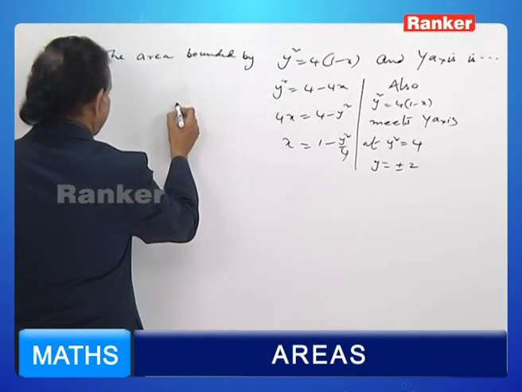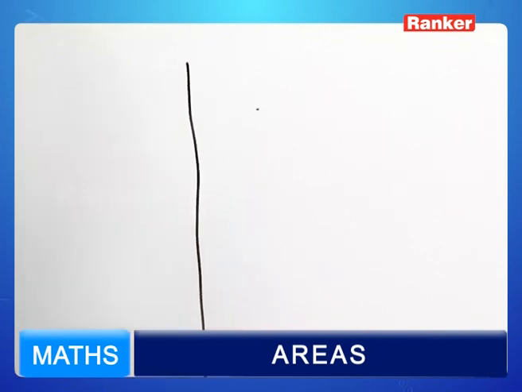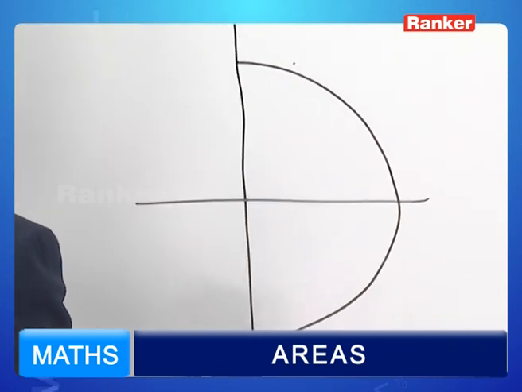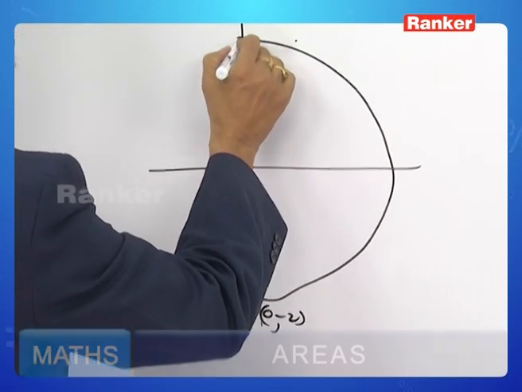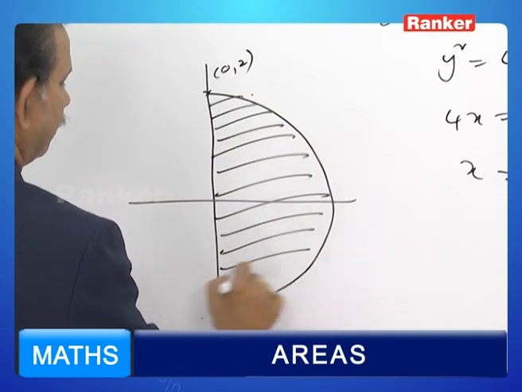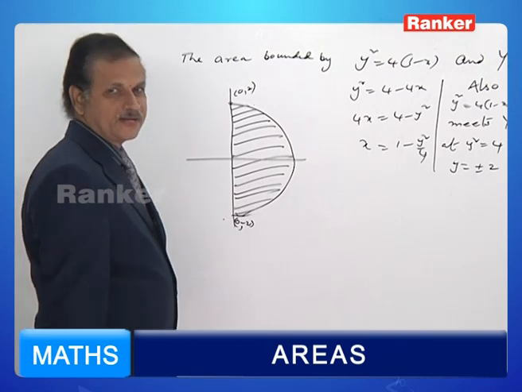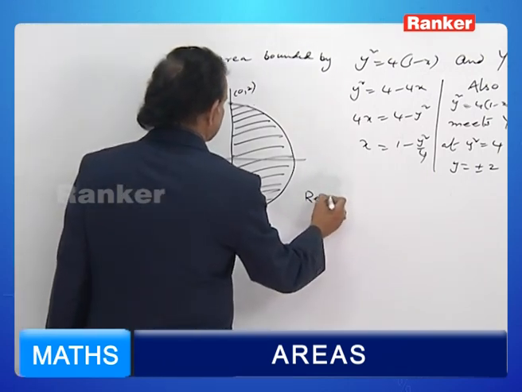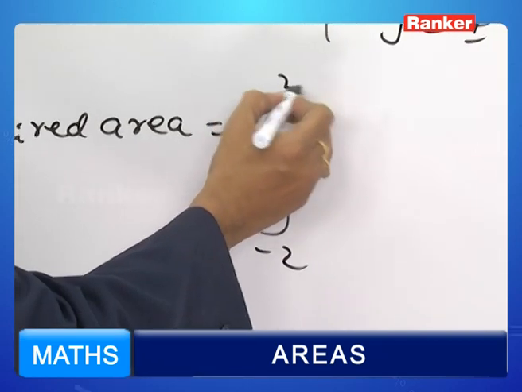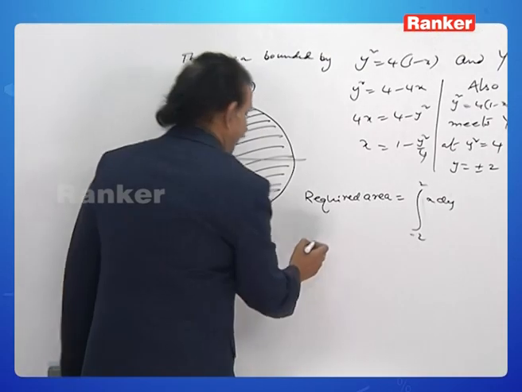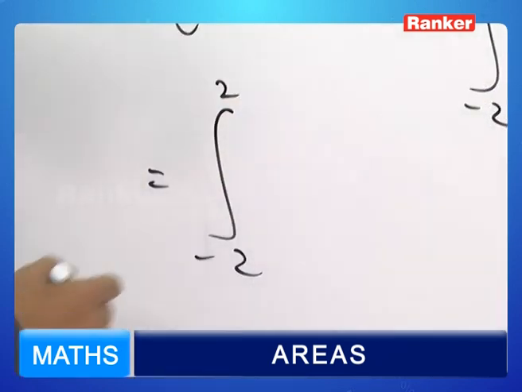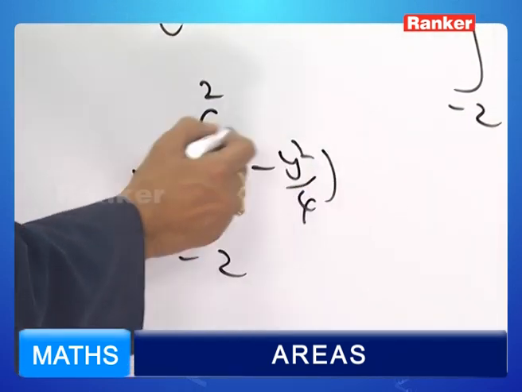Therefore, the required diagram is through the points (0, -2) and (0, 2). This is the area required. That is the area required. Therefore, required area is equal to integral from -2 to 2 of x dy. That is integral -2 to 2, what is x? 1 minus y square by 4 dy.